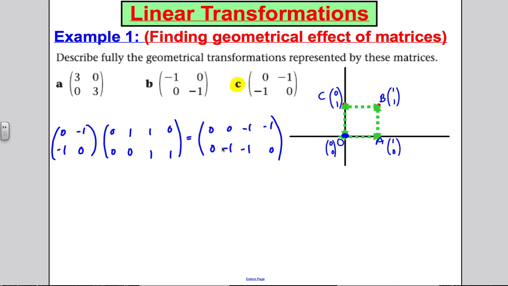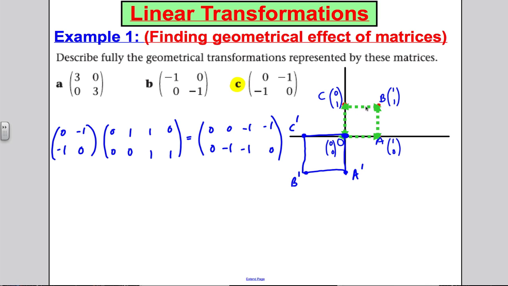O stays where it is, it's at 0, 0. A now, it was at 1, 0, now it goes to 0, -1, so it goes down here. I'm going to call this A dashed. B goes to -1, -1, so I'm going to call this B dashed. And C goes to -1, 0, C dashed is going to be over here. If I draw in what this looks like, this clearly again is a square with sides 1.